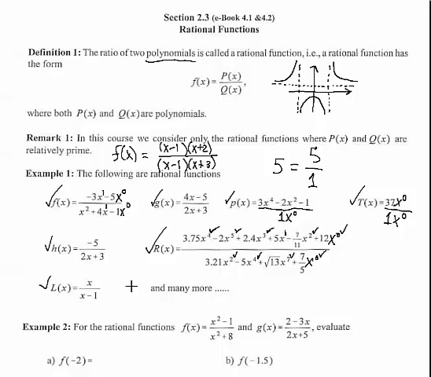L of x, rational, and many more. So I suppose we weren't actually picking them out. It just said that all of these are rational functions. So I guess I'm guilty of not actually reading the instructions. So let's look at example 2.